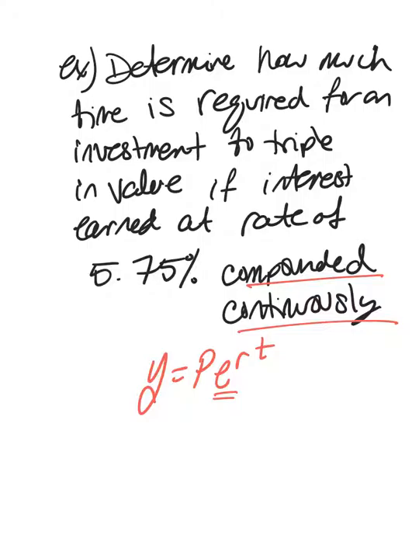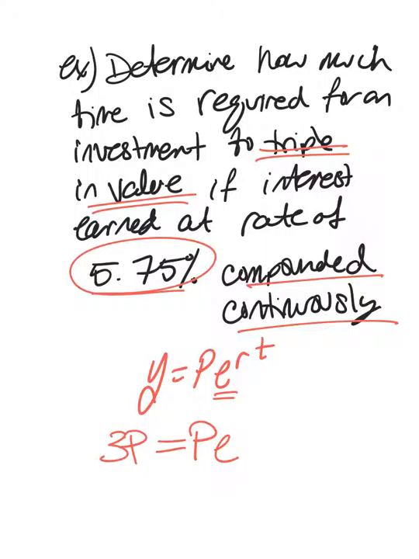P is how much you have when you start. Nowhere in this problem does it show us what we're starting with. So that means I'm going to keep P, but I know that I want it to triple in value at the end, so that means it has to equal 3P at the end. E to the RT, R is still your rate. Got to change that percent to a decimal, so 0.0575 T. So this is what you're going to solve for.